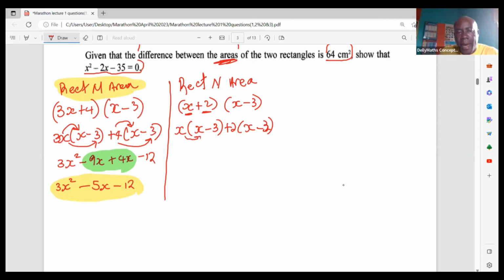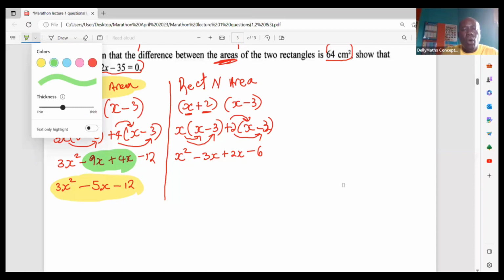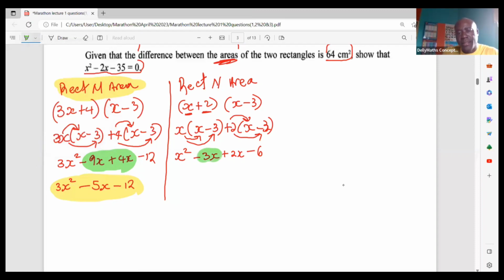When x multiplies by x, you're going to get x squared. When x multiplies by negative 3, you'll get negative 3x. When 2 multiplies by x, you'll get positive 2x. And when 2 multiplies by negative 3, you'll get negative 6. At this time, you want to stop and ask, what do I have in common? Let's take a look. What we have in common is negative 3x and positive 2x. Those are like terms, right?